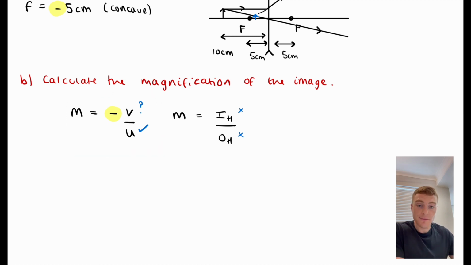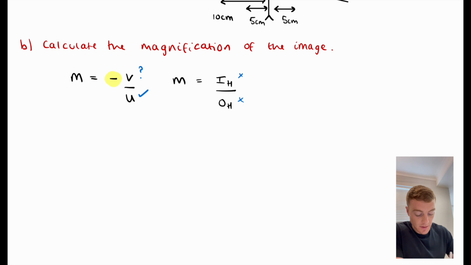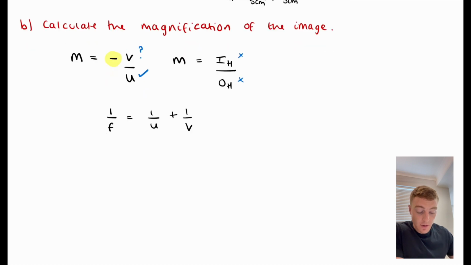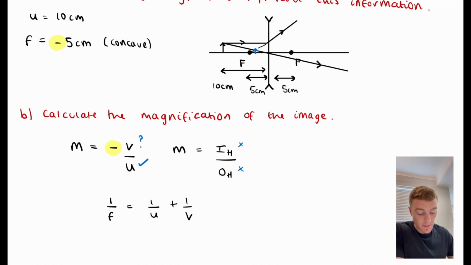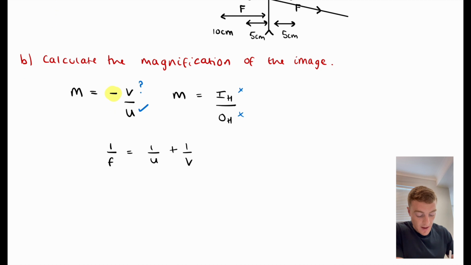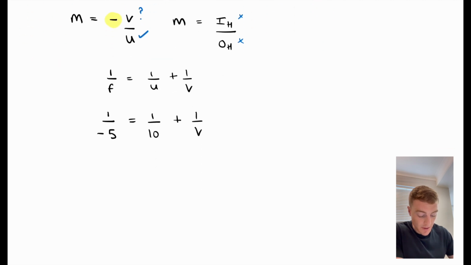Well, in order to find V, I'm going to have to use my lens equation, which I know is 1 over F is equal to 1 over U plus 1 over V. Now, I'm going to replace the letters in this formula with the numbers given in the question. So F is negative, so that's 1 over negative 5, because it's a concave lens, is 1 over 10 plus 1 over V. Rearranging this, so minus 1 over 10, I get that 1 over V is equal to negative 1 over 5 minus 1 over 10.